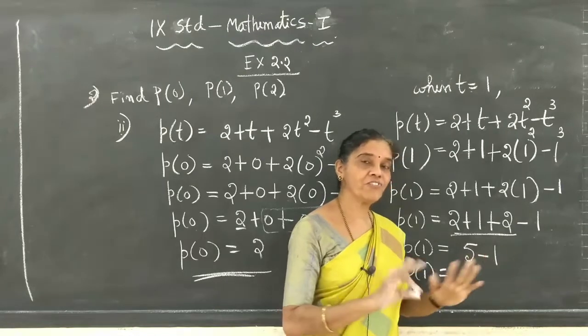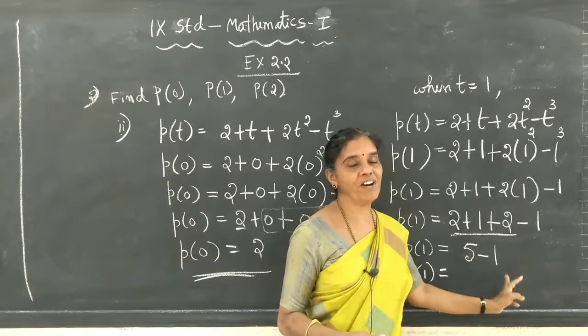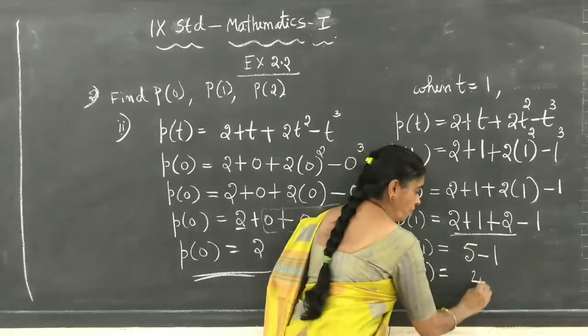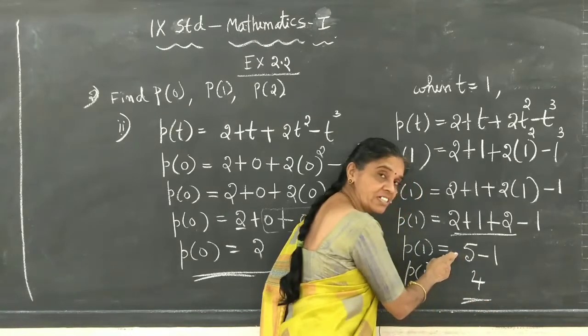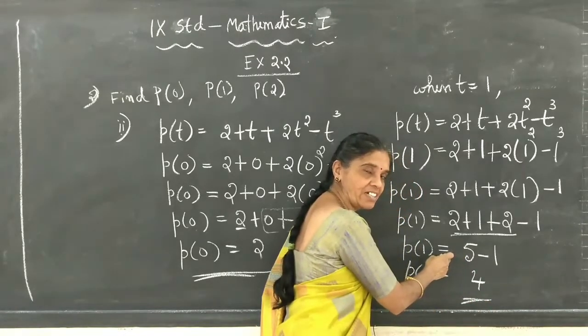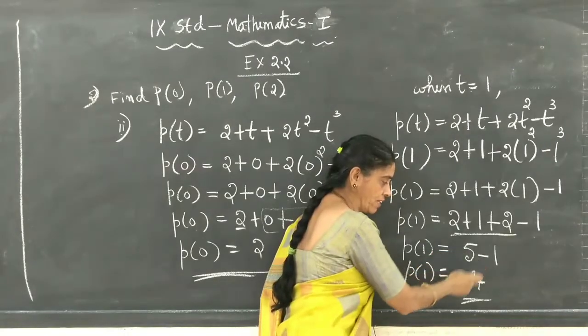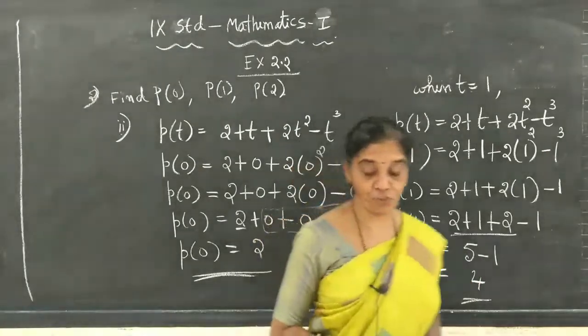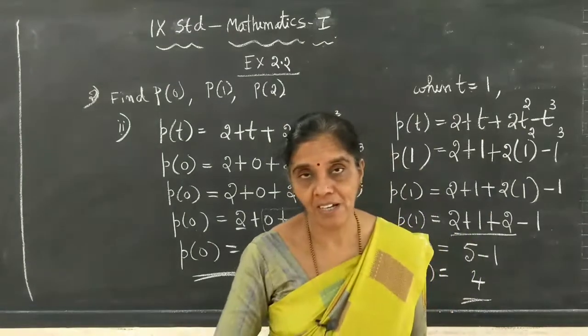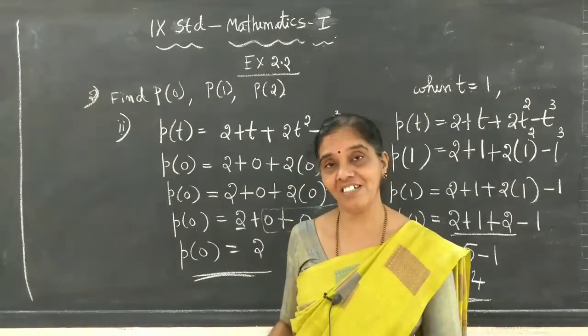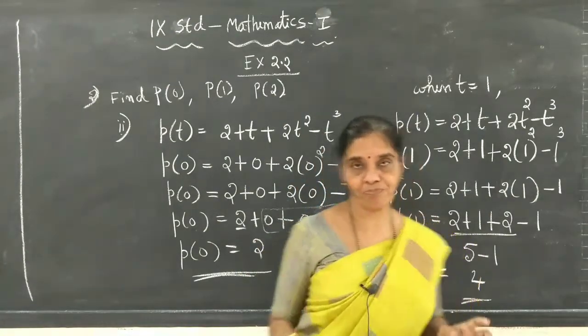So you have to find the difference. 5 and 1, what is the difference? 4. And the bigger number is plus here. Plus we won't write at the start. So it is the bigger number's plus sign, so plus will come. So 5 minus 1 is 4. So the answer is 4. That is the value of the polynomial at t value 1 is 4.